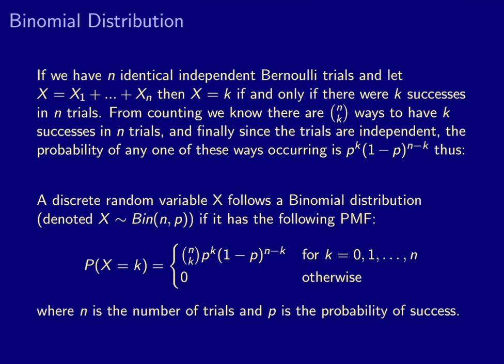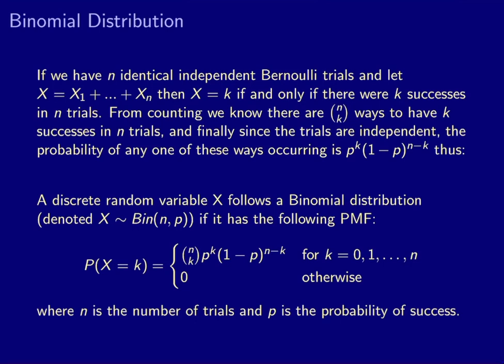Now, from counting, we know that there are n choose k ways, this guy right here, to have k successes in n trials. And also, since each of them is independent, the probability of getting k successes, we can just use our multiplication rule from basic probability, and we see p to the power of k times our failure, 1 minus p, to the power of n minus k, where we're just multiplying p together k times and our failure together n minus k times.